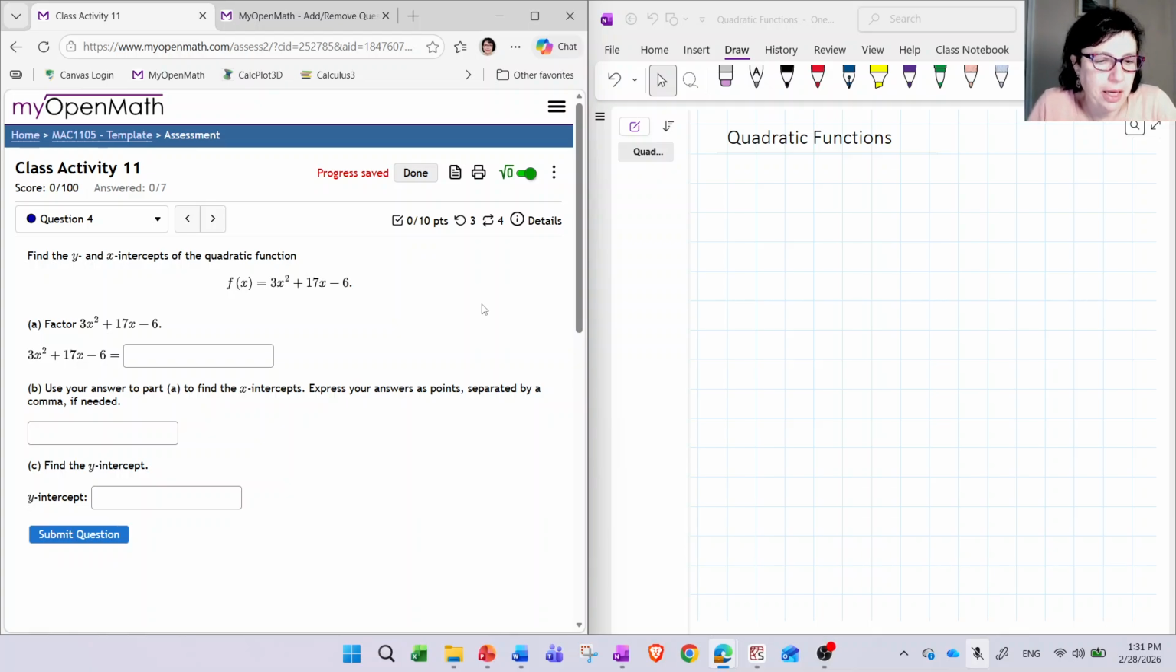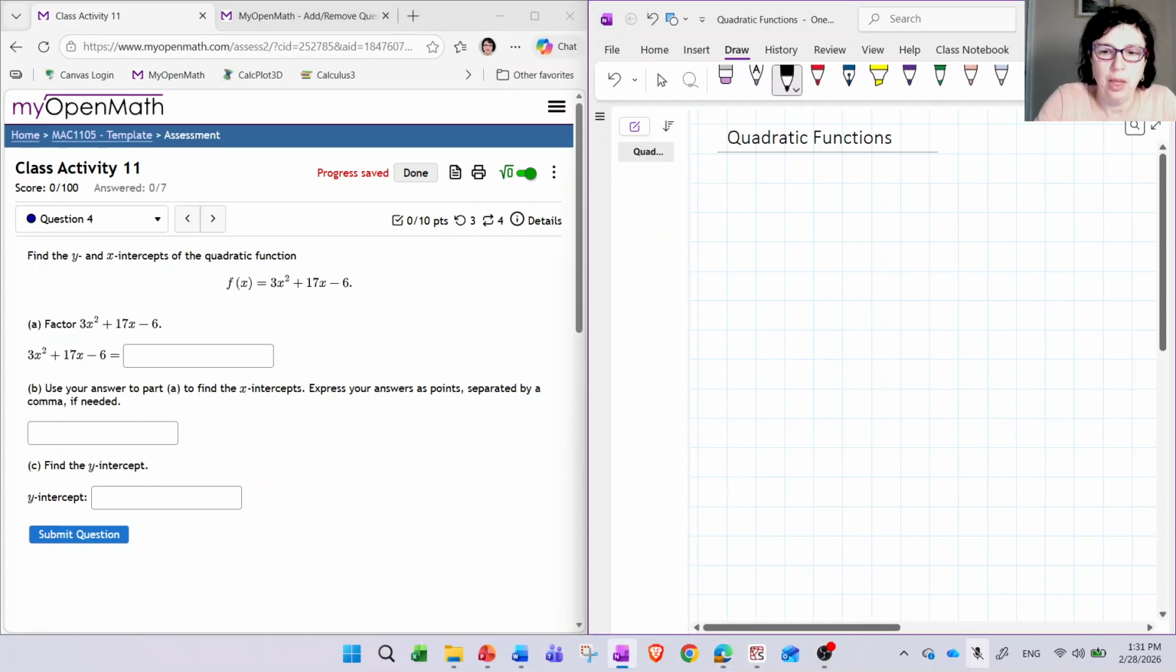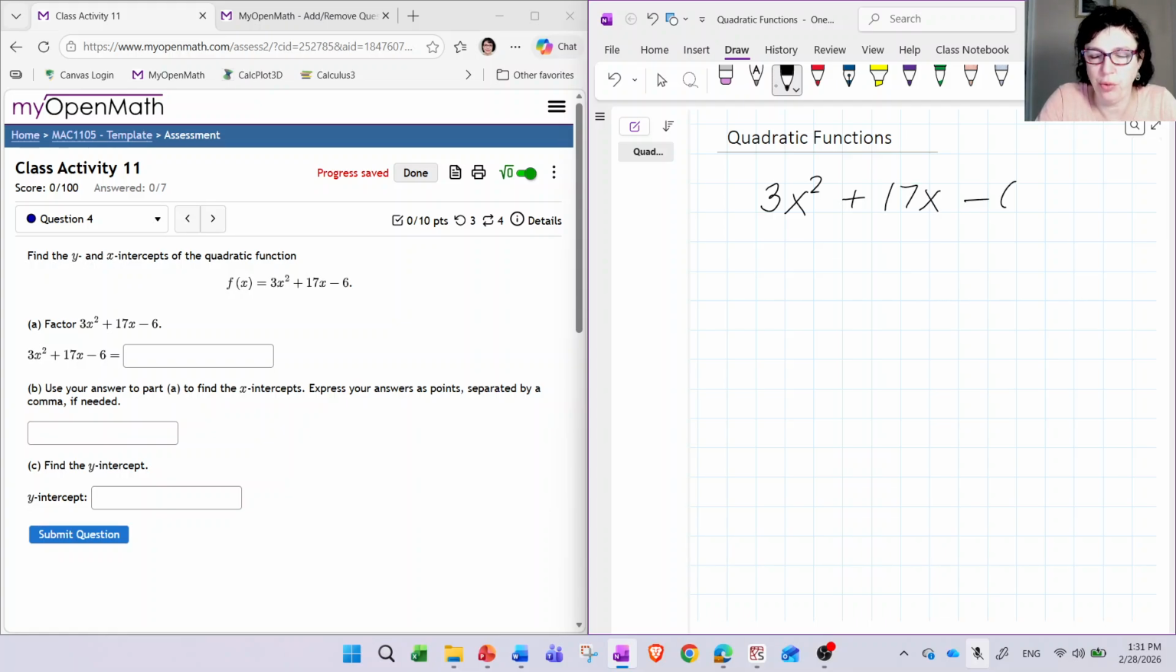How do we find x-intercepts of a quadratic function? Now, remember that x-intercepts happen when y equals 0. In order to find x-intercepts, we're going to take the equation of the quadratic function, set it equal to 0, and solve it for x, right? Because y should be 0. So y is f of x.